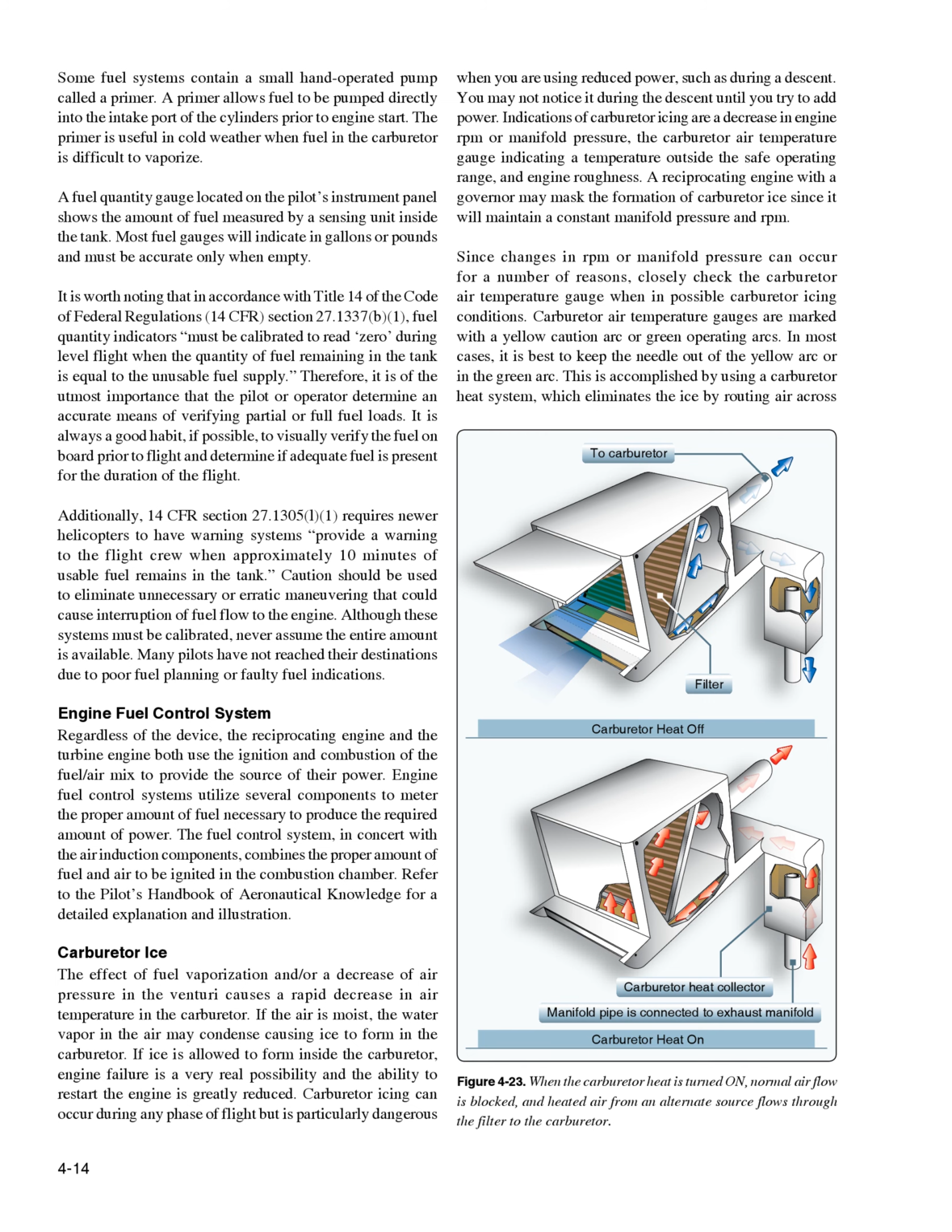A fuel quantity gauge located on the pilot's instrument panel shows the amount of fuel measured by a sensing unit inside the tank. Most fuel gauges will indicate in gallons or pounds and must be accurate only when empty. It is worth noting that in accordance with Title 14 of the Code of Federal Regulations, 14 CFR, Section 27.1337(b)(1), fuel quantity indicators must be calibrated to read 0 during level flight when the quantity of fuel remaining in the tank is equal to the unusable fuel supply.